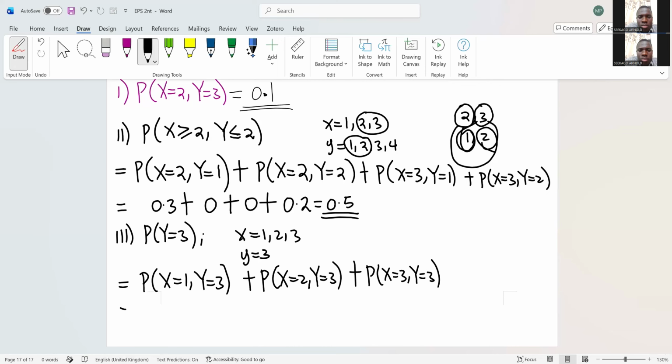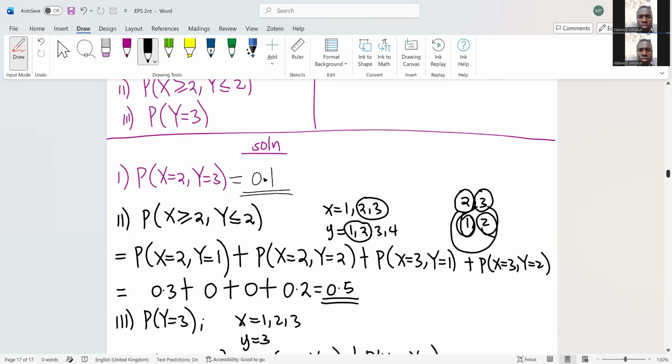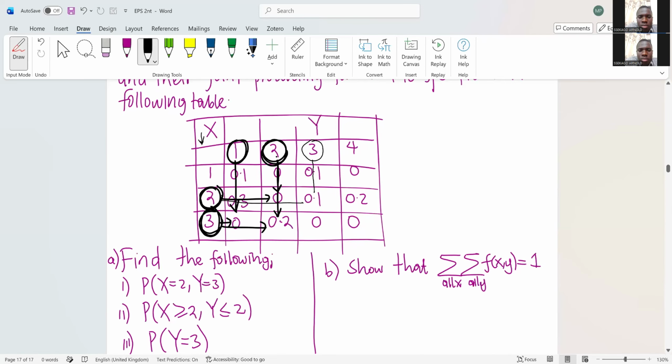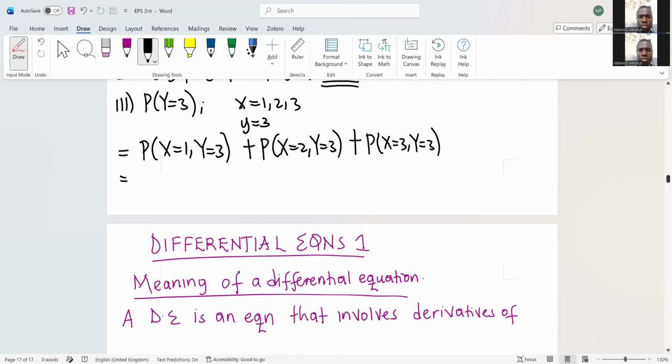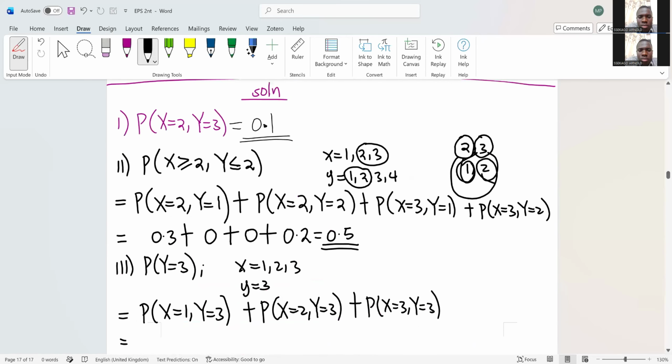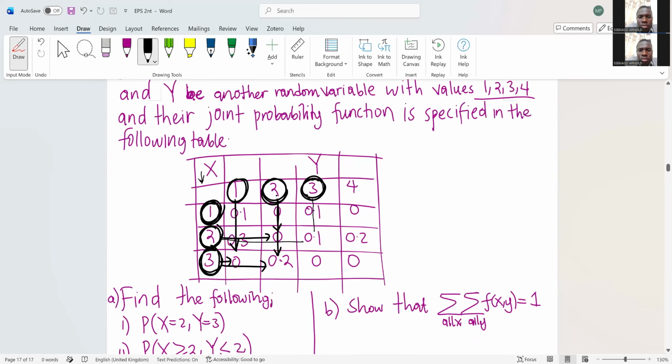Colleagues, I want to tell you that x equals 1, y equals 3 from the table. X equals 1 is here, and y equals 3 is also here. Corresponding the two, hope you realize that we get 0.1 for that case. So for that case, you have 0.1 plus, see, x equals 2, y equals 3. X equals 2 is here, y equals 3 is also there. Corresponding the two, there is a 0.1.